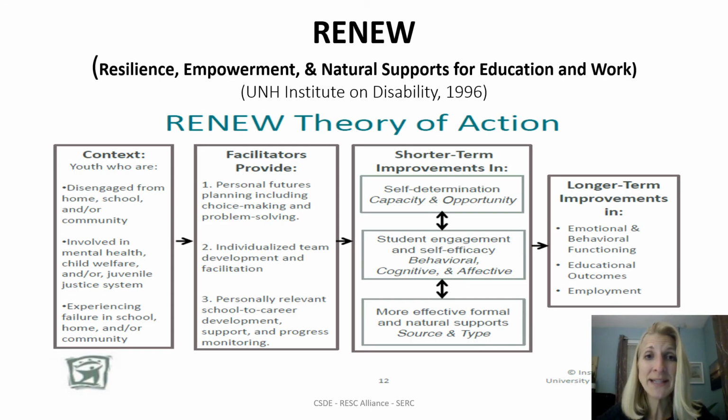Renew: Resilience, Empowerment, and Natural Supports for Education and Work. Renew, developed by the University of New Hampshire Institute on Disability, is a structured school-to-career transition planning and individualized wraparound process for youth with emotional and behavioral challenges. The model focuses on supporting each youth to design and pursue a plan for the transition from school to adult life. Renew has substantially increased the high school completion, employment, and post-secondary education participation rates among our most vulnerable youth. Renew uses personal futures planning to support individual students with developing their personal goals.